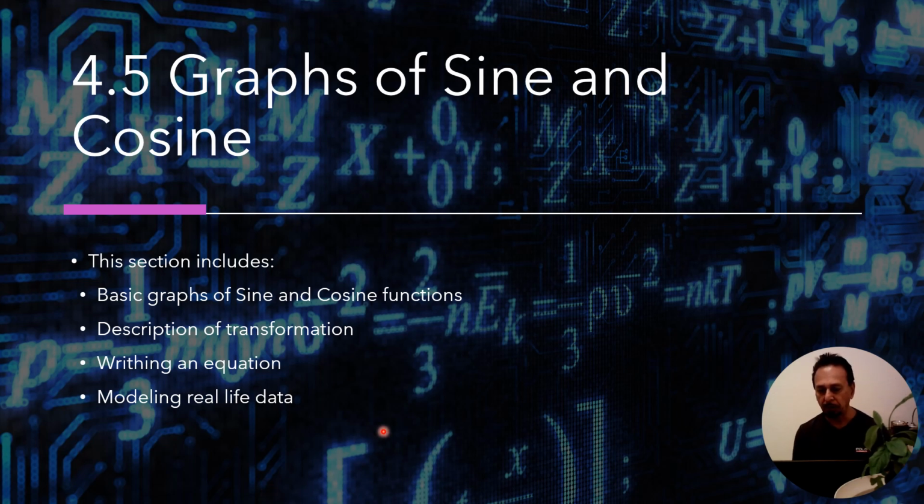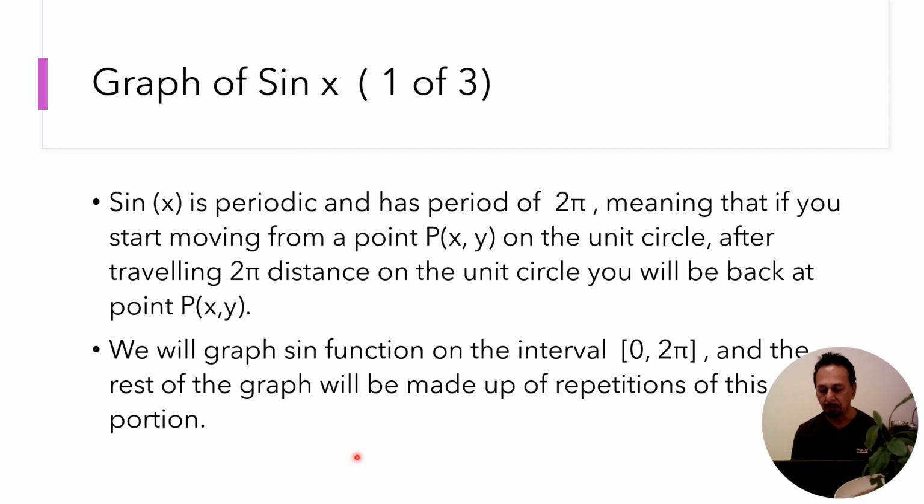Section 4.5 Graphs of Sine and Cosine. Graph of sine x. Sine x is periodic and has a period of 2 pi, meaning that if you start moving from a point P(x, y) on the unit circle, after traveling 2 pi distance on the unit circle, you will be back at point P(x, y). We will graph the sine function on the interval 0 to 2 pi, and the rest of the graph will be made up of repetitions of this portion.